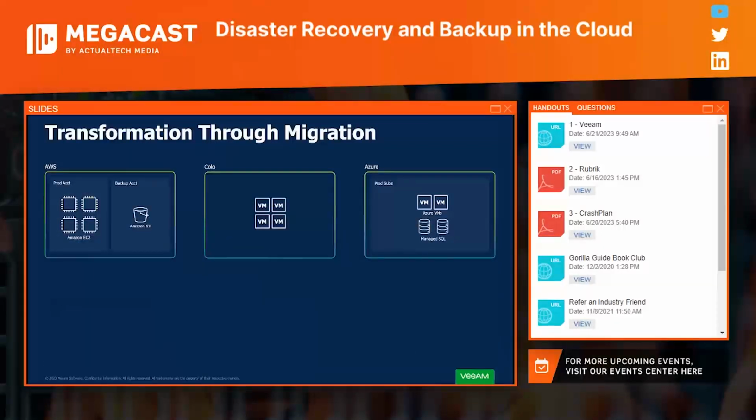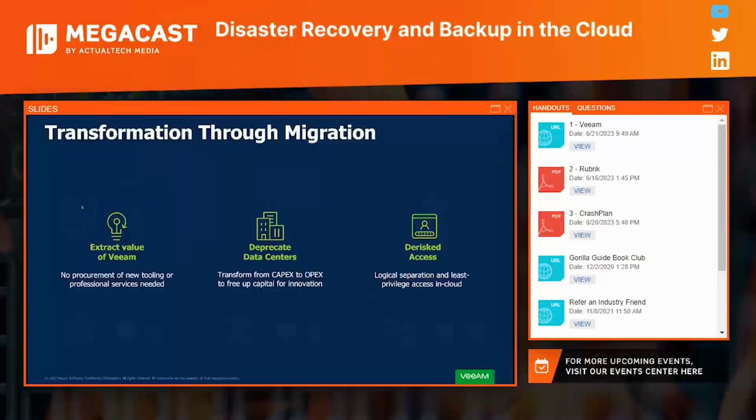And really the key benefit here is, firstly, extracting the value of Veeam. We're a backup and recovery product. We create copies of data. You can use that to migrate data. You can take the production fresh data that is in your backups and migrate it cross-platform like we spoke about earlier. And that really meant they didn't have to go out and procure and learn new different tooling, or procure professional services. They just used the licensing and the product that they already had to perform that.